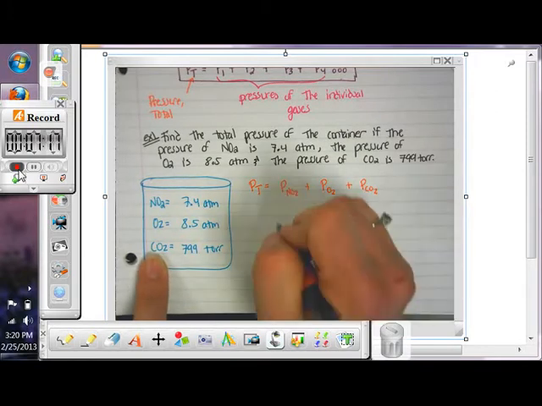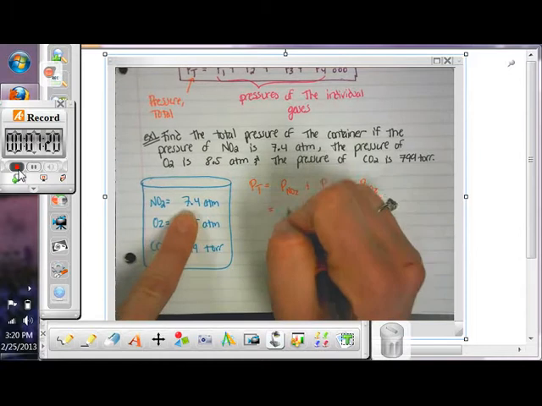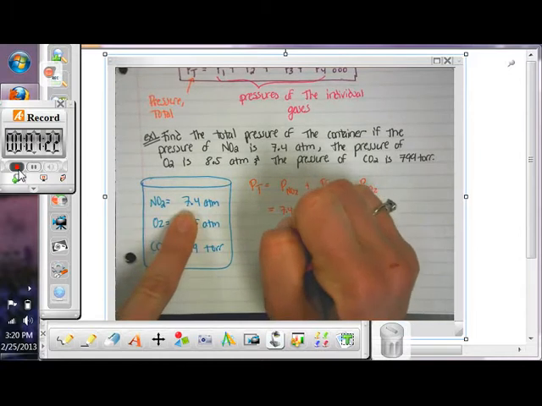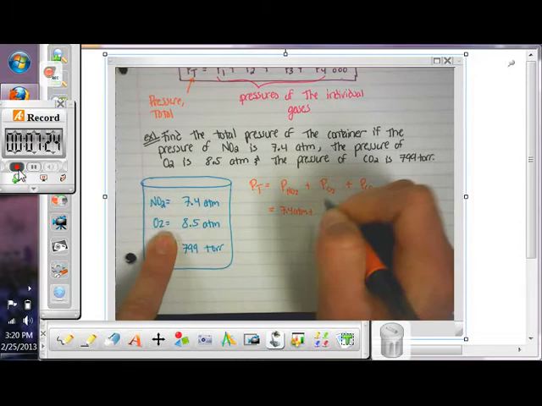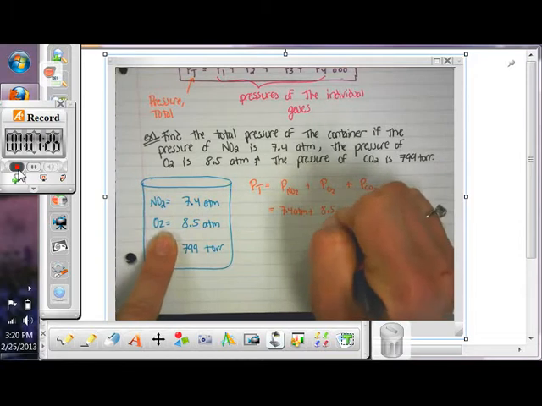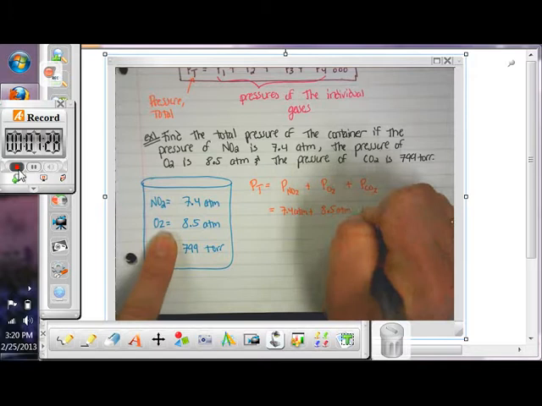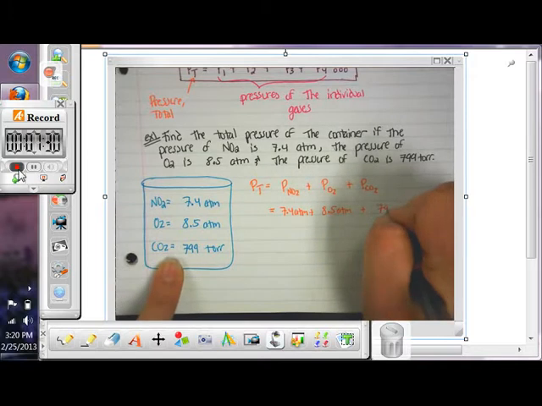So basically, all I need to do to find the total pressure is add these three up. So my pressure total is going to be the pressure of NO2 plus the pressure of O2 plus the pressure of CO2. So I'm going to go ahead and fill that in. The pressure of NO2 is 7.4 atm. The pressure of O2 is 8.5 atm. And the pressure of CO2 is 799 torr.